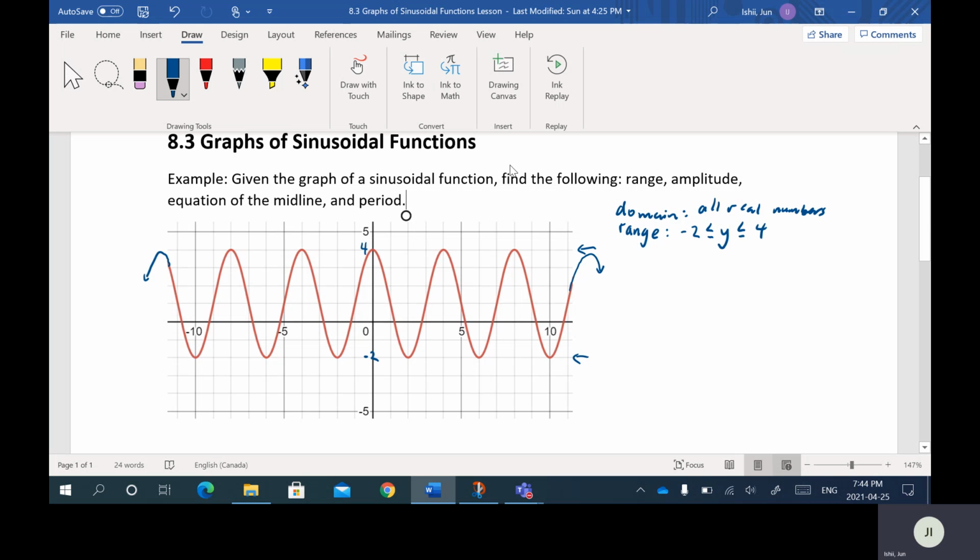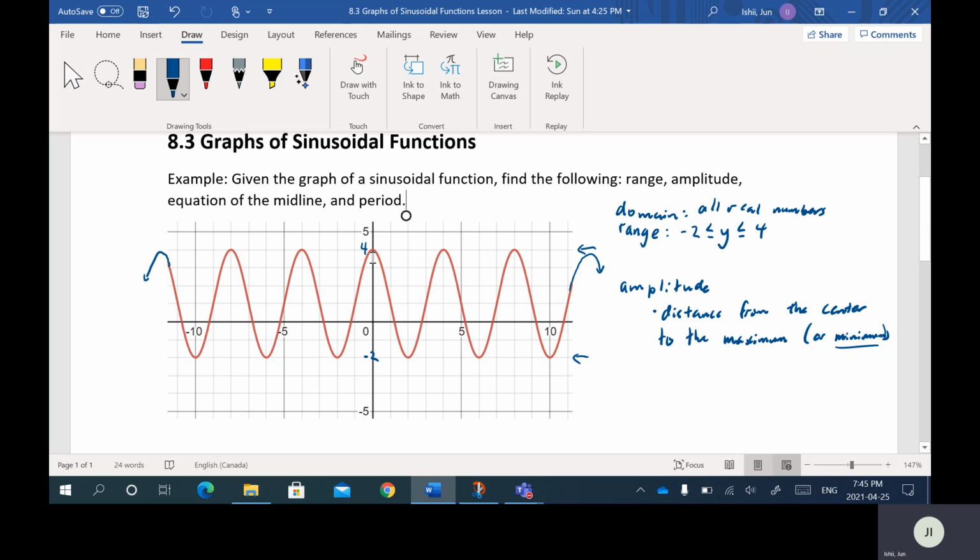The next thing is called the amplitude. The amplitude is the distance from the center to the maximum, or in brackets, I'm just going to write, or minimum, because it's going to be the same distance. So in other words, we want to figure out what the distance is from the center to the maximum, or center to the minimum.